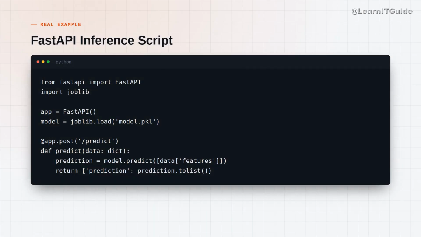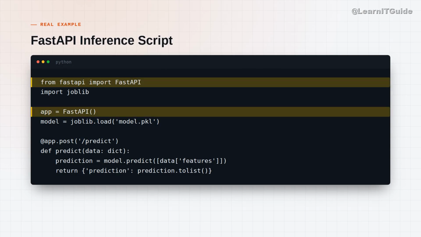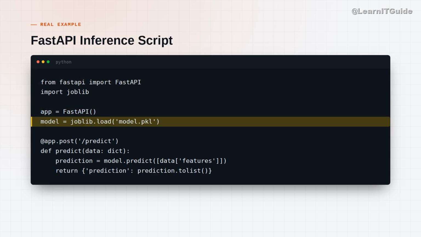Why do we need an API wrapper? Because raw model files cannot handle network requests. We use FastAPI here because it is asynchronous and high performance. We load the model once at startup, so we are not reloading it for every single incoming request. That would be incredibly slow. And that is the key point for low latency.